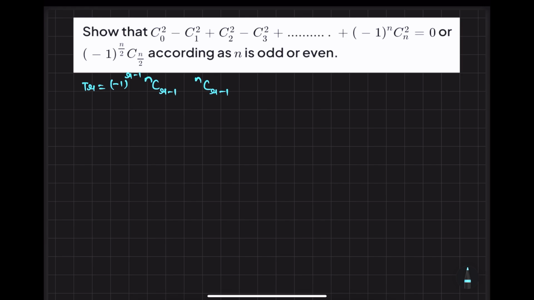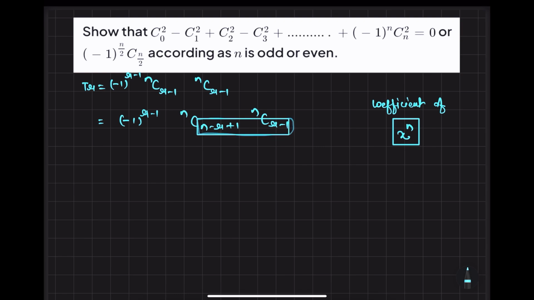Okay. Now what do we have to do? We have to make the sum of lower subscripts free from r. So can I write nC(n minus r plus 1) times nC(r minus 1). So we are interested in finding the coefficient of x to the power n, correct? Means just add the lower subscripts, you will have n.